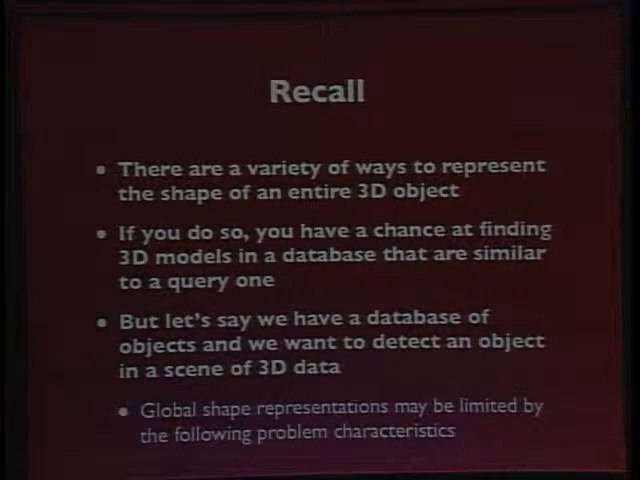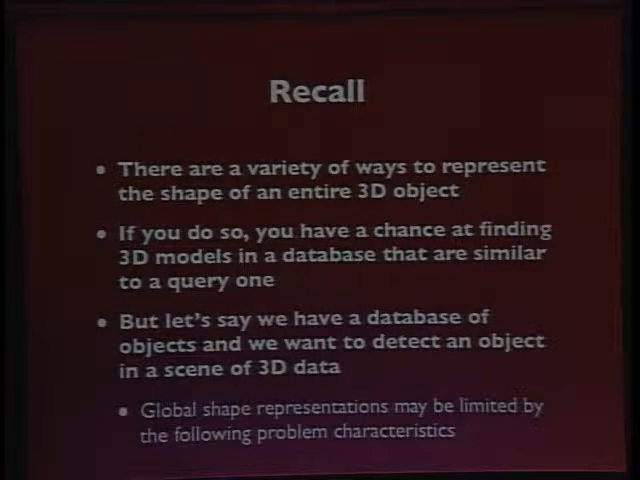So, just to review, there's a number of different ways to represent the shape of an entire 3D object, and you have to worry about different factors related to that, so invariances and ease of computation and robustness and so on. But let's talk about a slightly different application as a way of motivating the idea of just representing the shape of part of a 3D object as opposed to the entire thing all in one fell swoop.